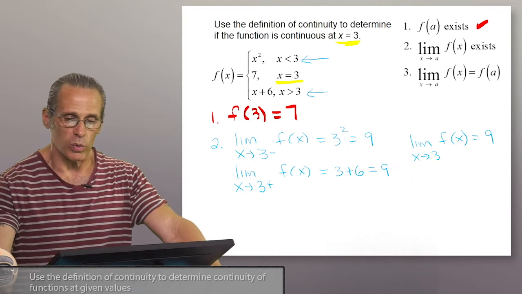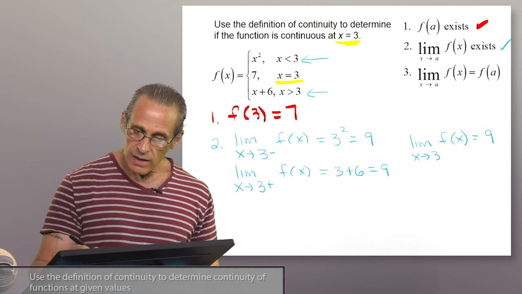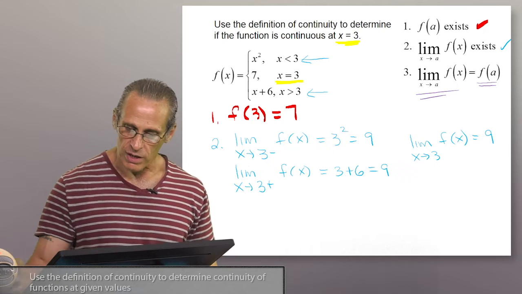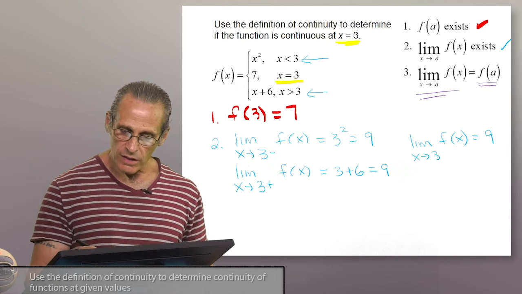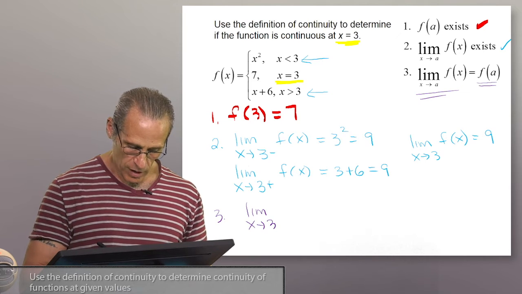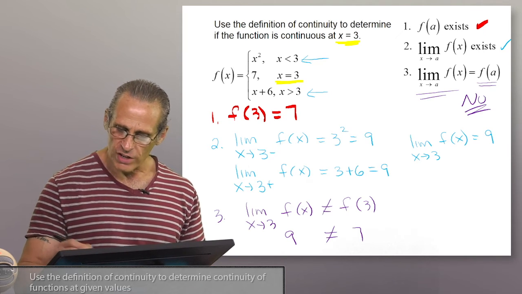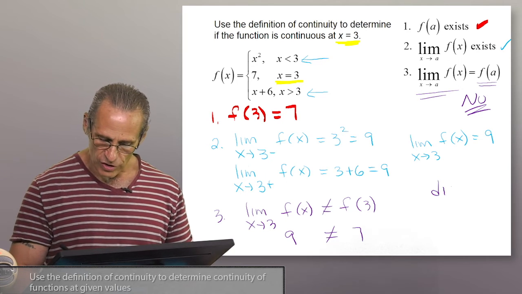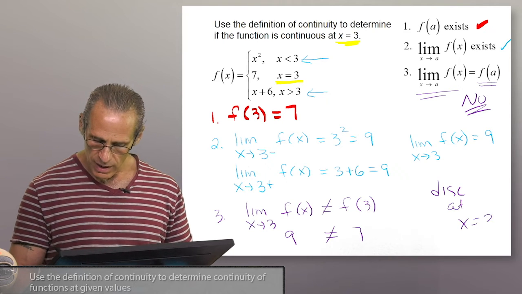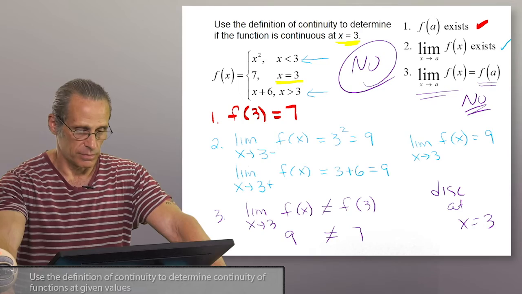The left and right-hand limits are equal. So the only thing I have to do is double-check: does my output at 3 equal my limit at 3? Well, the limit as x approaches 3 of this particular function is 9, and the function value at 3 is 7. Yeah, I don't think they're equal. So because the third criteria breaks down, again, we're discontinuous at x equals 3, and the answer to our question is no, we're not continuous at 3.